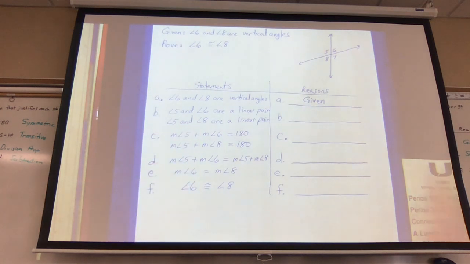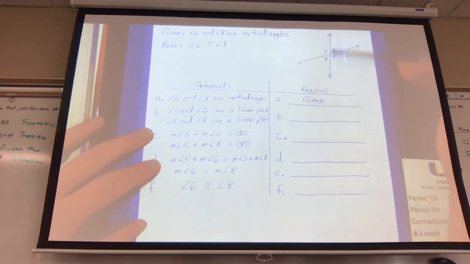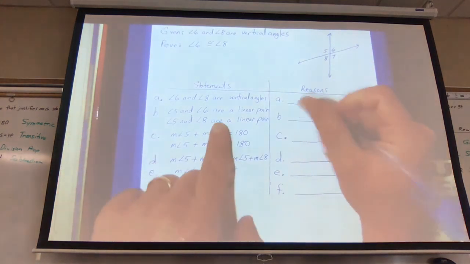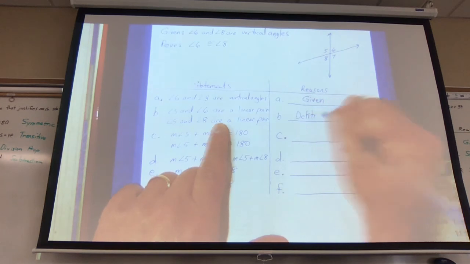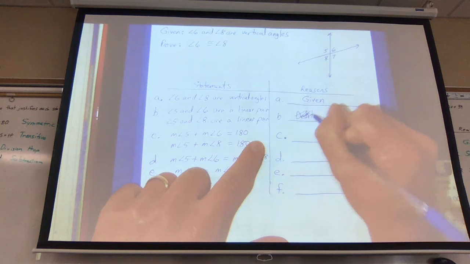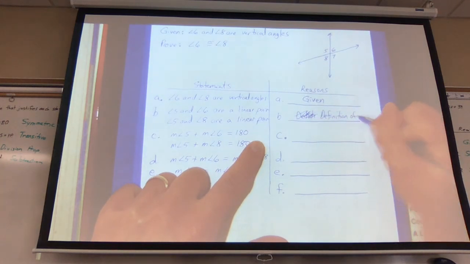And if you go back to when we defined a linear pair, we said a linear pair can be 2 adjacent angles right next to each other that form a straight line. So this thing right here is coming from the definition of a linear pair. Oh, I spelled it wrong. Definition of a linear pair.